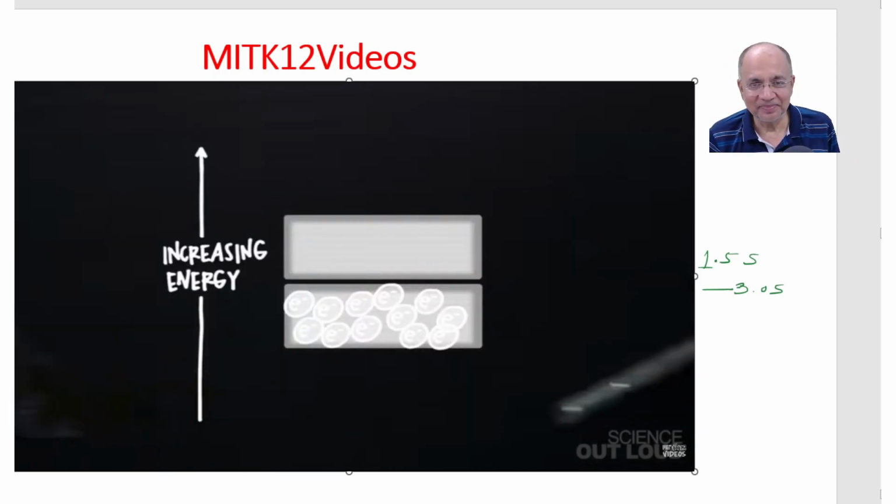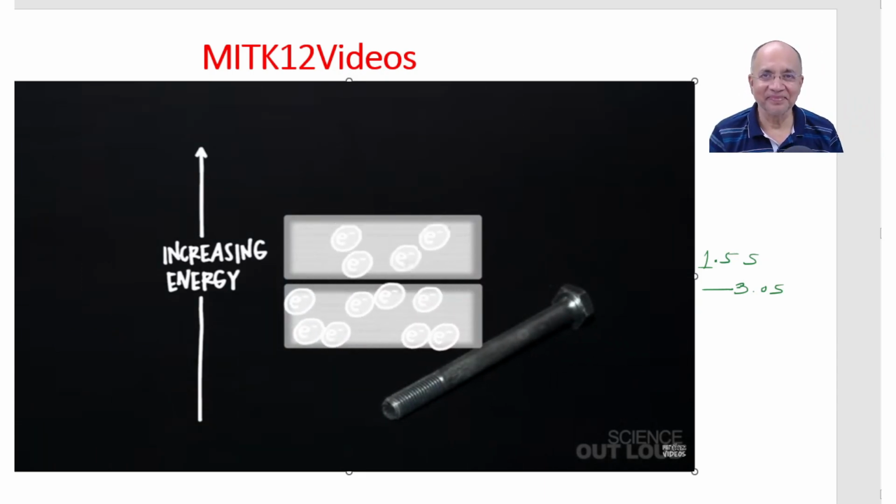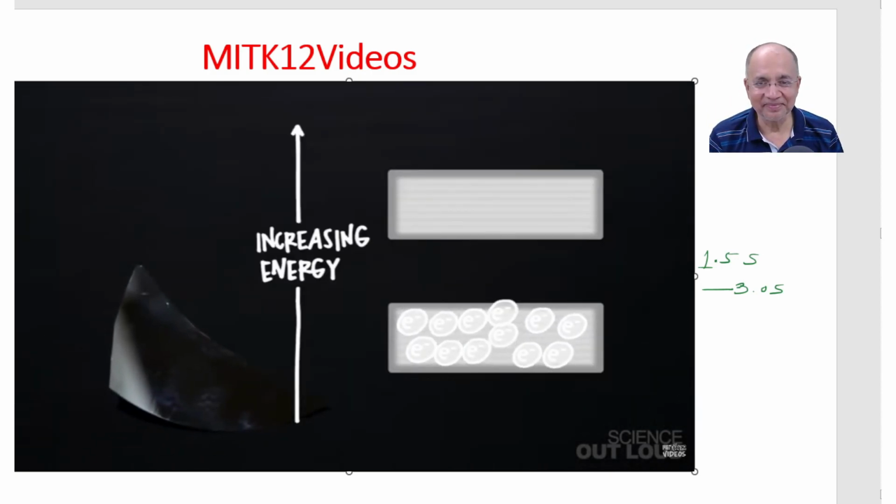For example, glass doesn't conduct. But in conductors, the band gap is absent, it is 0. So many electrons are already there in the conduction band.